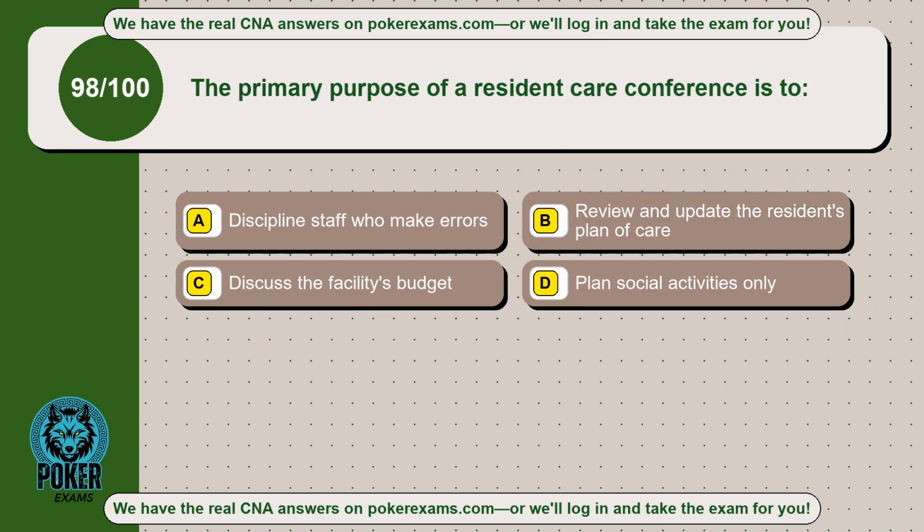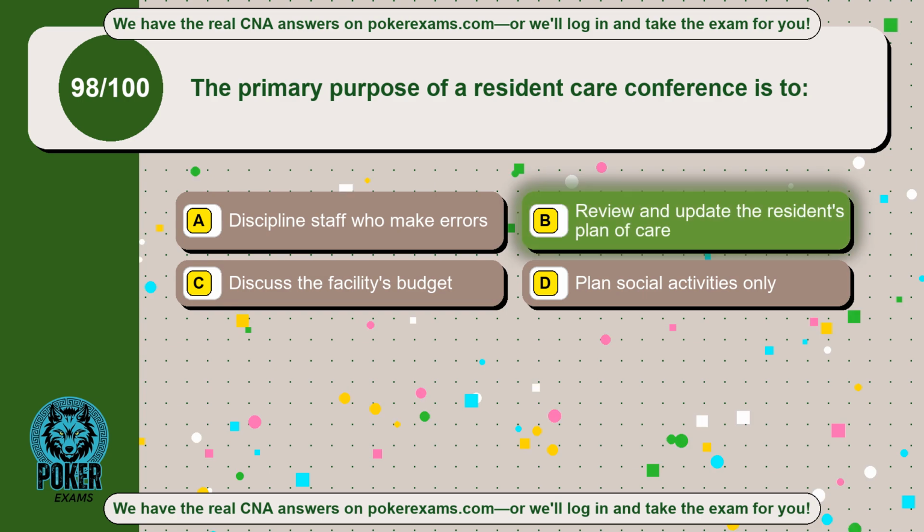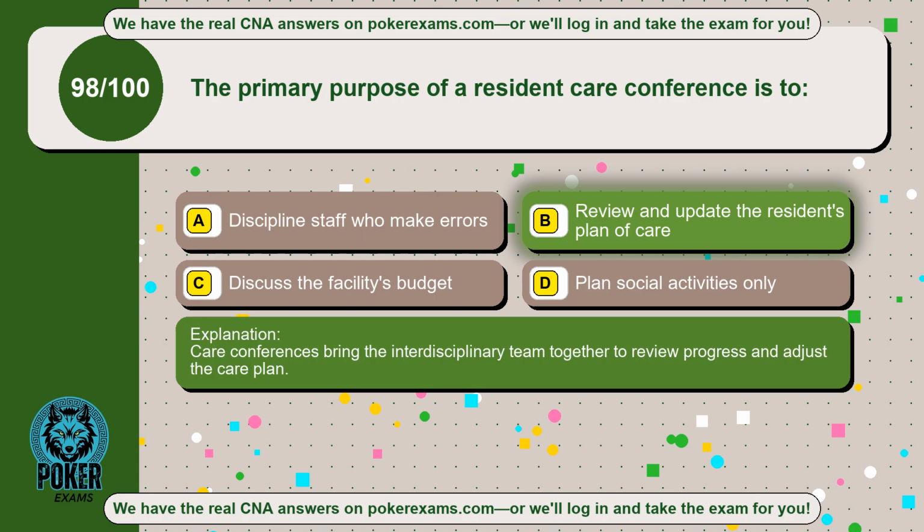Question 98. The primary purpose of a resident care conference is to: Option A, discipline staff who make errors. Option B, review and update the resident's plan of care. Option C, discuss the facility's budget. Option D, plan social activities only. The correct answer is option B. Review and update the resident's plan of care. Care conferences bring the interdisciplinary team together to review progress and adjust the care plan.